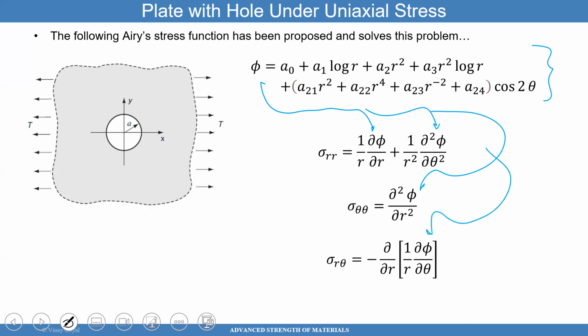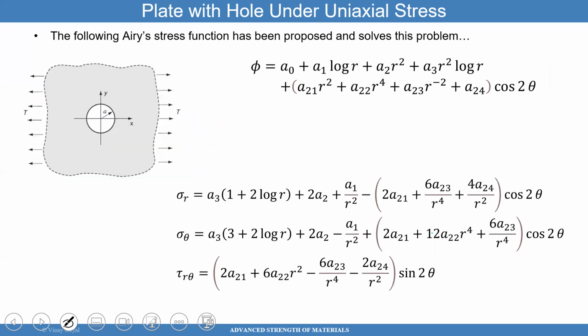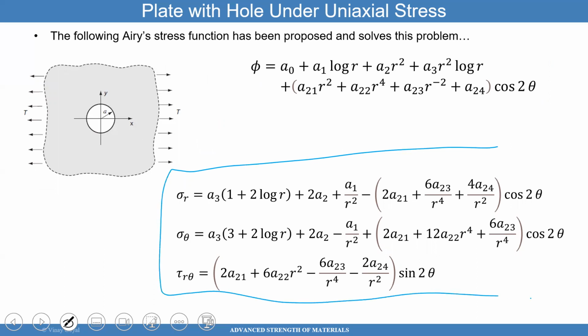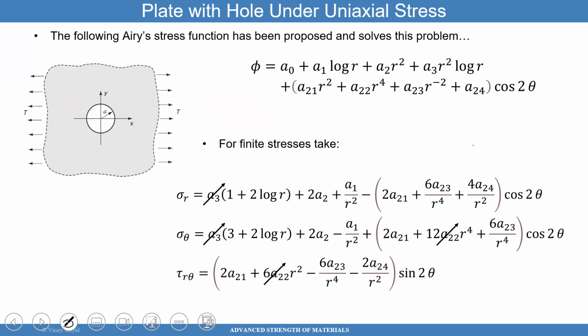I can get the expressions of sigma r, sigma theta theta, and sigma r theta as a function of phi. And what you get is this expression here. So given the Airy stress function, sigma r, sigma theta theta, and sigma r theta become the expression there, where A naught, A1, A2, A3, A21, A22, A23, A24 are unknown at the moment. And so then I'll continue here.